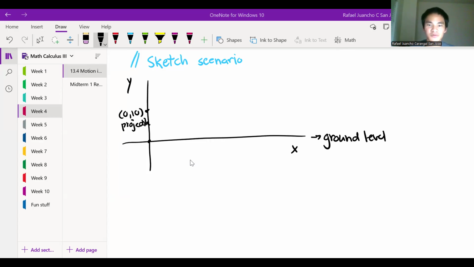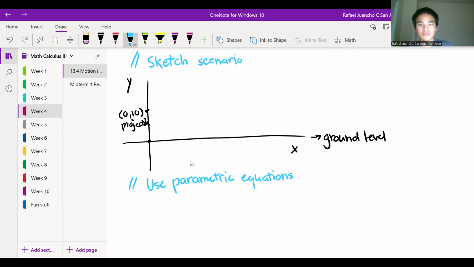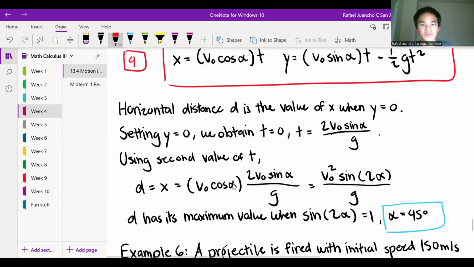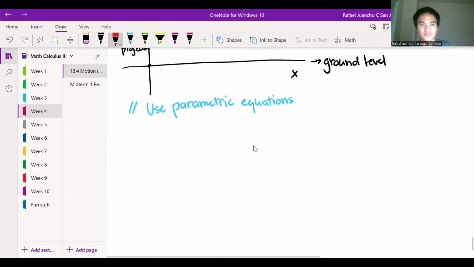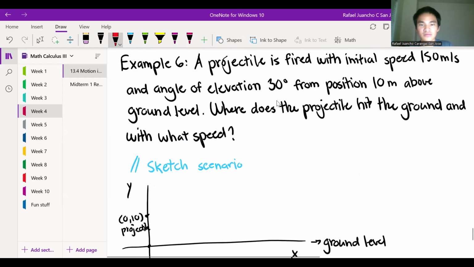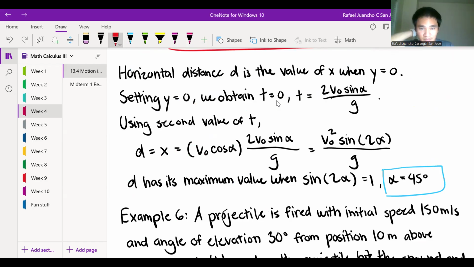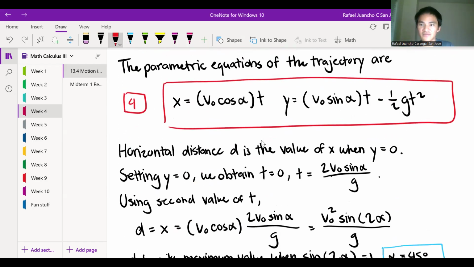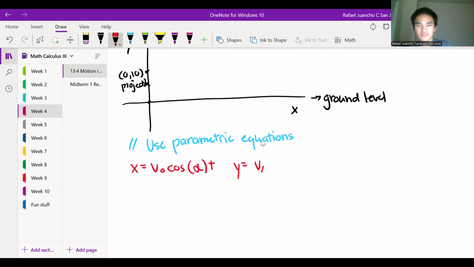And then here we just plug in what we know. So here, use parametric equations. So we're going to make use of the two that we got right here. Our x is v naught cosine alpha times t. And then our y is, well, what was it? v naught sine alpha t.